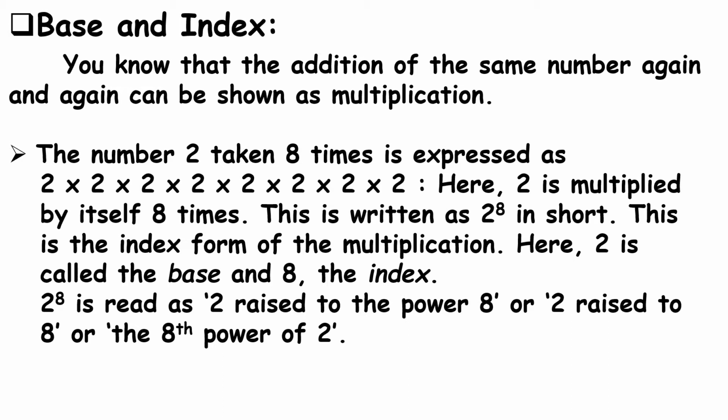Similarly, the number 2 taken 8 times is expressed as 2 multiplied by 2 multiplied by 2 multiplied by 2 multiplied by 2, 8 times. Here, 2 is multiplied by itself 8 times. This is written as 2 raised to 8 in short. This is the index form of the multiplication. Here, 2 is called the base and 8 the index. 2 raised to 8 is read as 2 raised to the power 8, or 2 raised to 8, or the 8th power of 2.